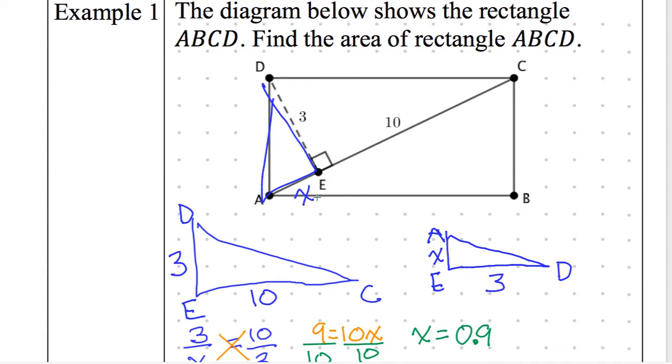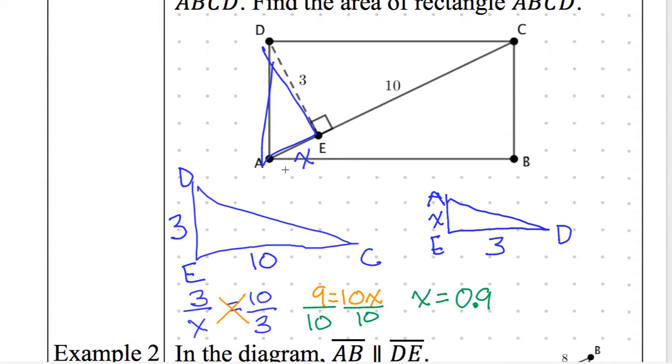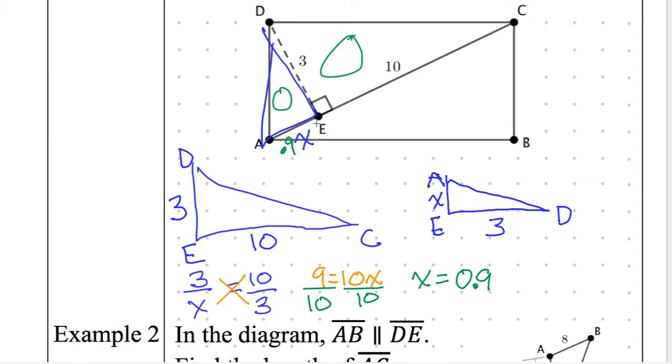So now that we know that this x distance is 0.9, now we need to find the area of this triangle, the area of this triangle, and then multiply it by 2 because that will be the area of this triangle as well if I add those two together. So I need people with calculators out, phones out if you have your phone. I need to find each of these triangles' areas. This is going to be 3 times 10 divided by 2. This one is going to be 0.9 times 3 divided by 2.